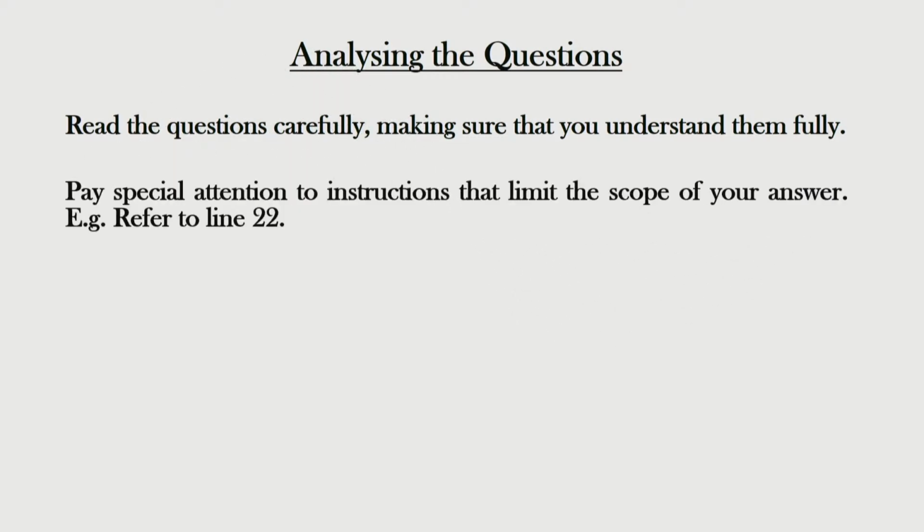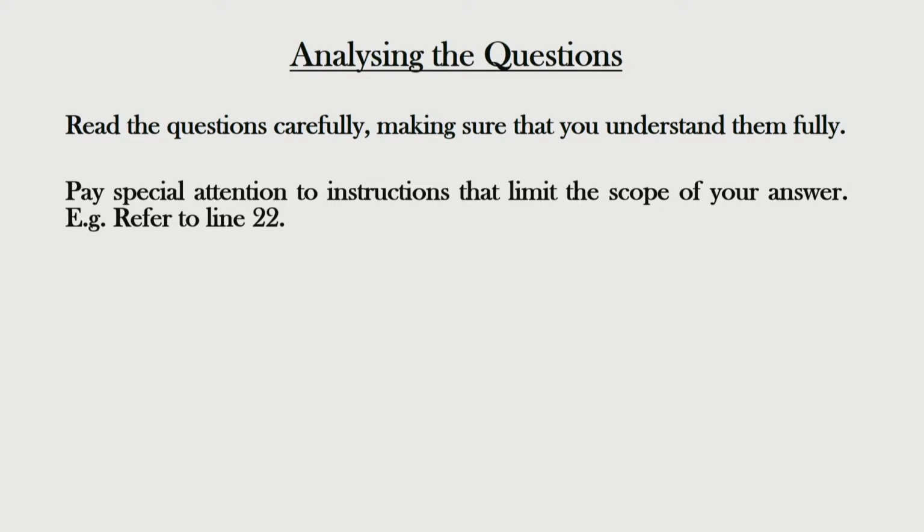Okay, this is number 1. Instructions that limit the scope of your answer. Now, I have deliberately chosen the example of a paper 2 question where, as you can see, it's asking you to refer to a specific line in the extract. But equally, in paper 1, it will ask you to refer to a specific paragraph. Or it could say, in your own words, because that limits the scope of your answer. Automatically, you're not allowed to quote or even lift a part of an extract from a text.